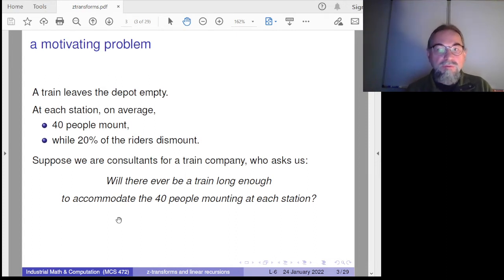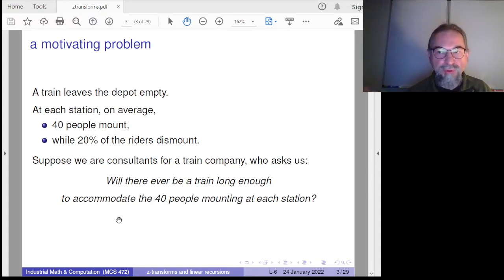So we have a train that leaves empty, and there are a number of stations. In every station, on average, there are about 40 people boarding, and about 20% of the riders will leave the train. So suppose that we have to consult a train company, and the company, given these data, wants to know how long the train should be.